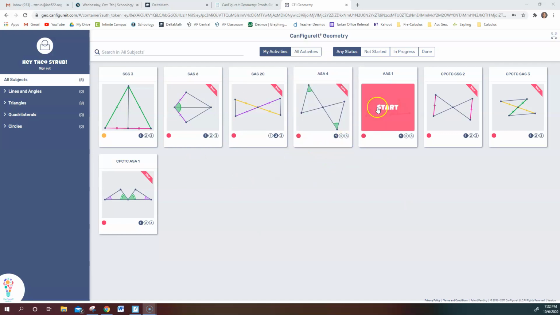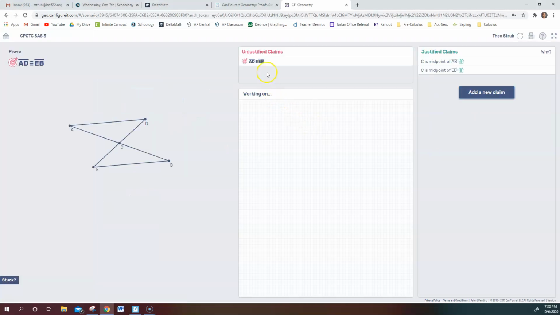I might pick one of these ones that has CPCTC. So I'll probably do this one here, CPCTC side angle side 3. Notice they tell us to use side angle side. So that's our goal. I want to prove the triangles are congruent by side angle side. And they give us two pieces of information.